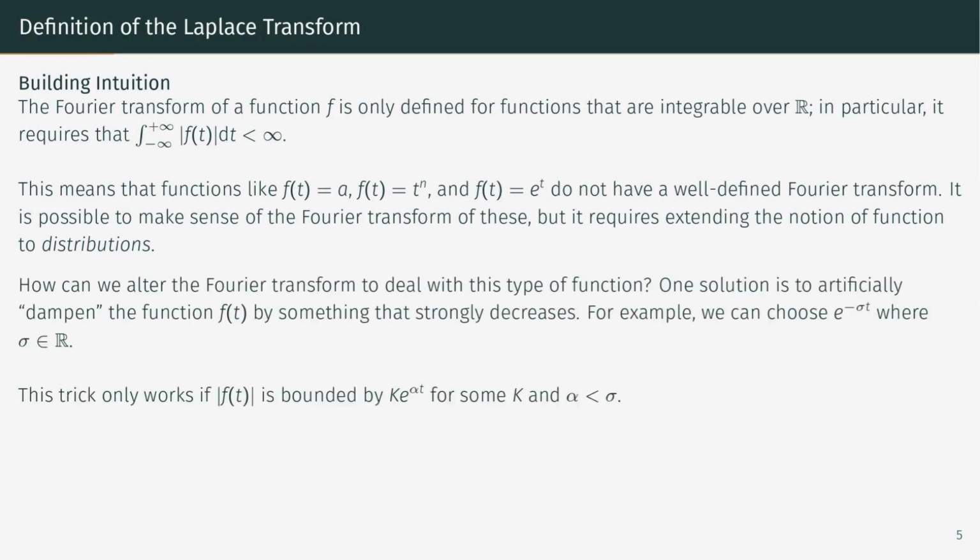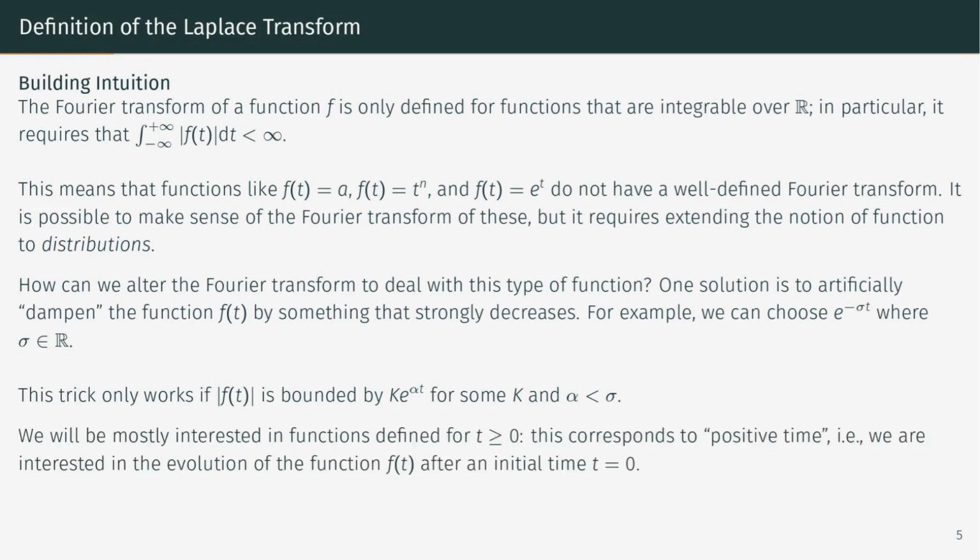So we need to ask how we can alter the Fourier transform to deal with this type of function. One solution is artificially dampening the function f of t by something that's strongly decreasing. For example, we can choose e to the negative sigma t, where sigma is a real number. But this trick only works if the absolute value of f of t is bounded by k e to the alpha t for some k and alpha less than sigma.